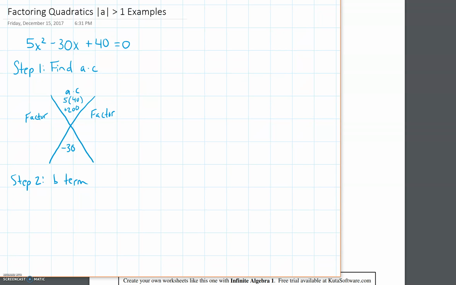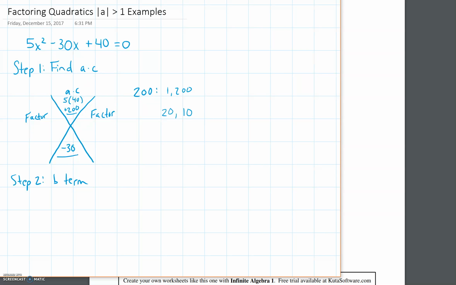So we need to multiply to get to 200, and we need 2 factors that will add to give us negative 30. Those both need to agree. So if we think about some factors of 200, we should list those. Take a moment to try and list some of those that you think would get us to 30. So far, I've just listed a couple possibilities.